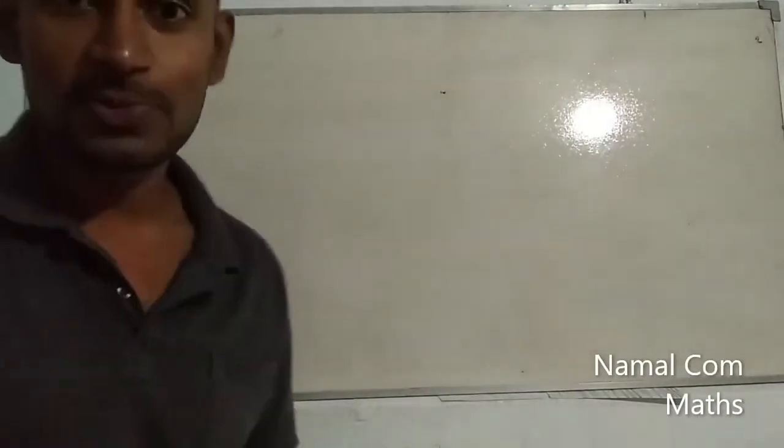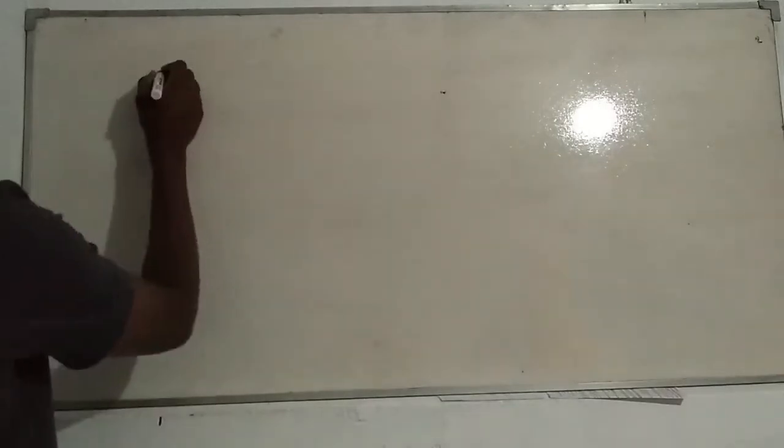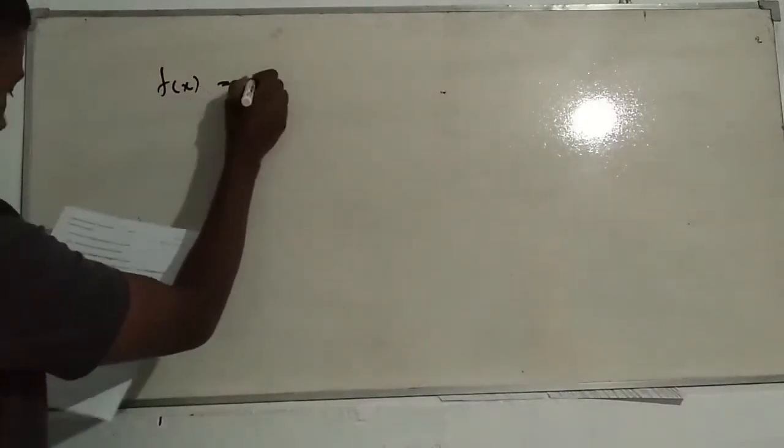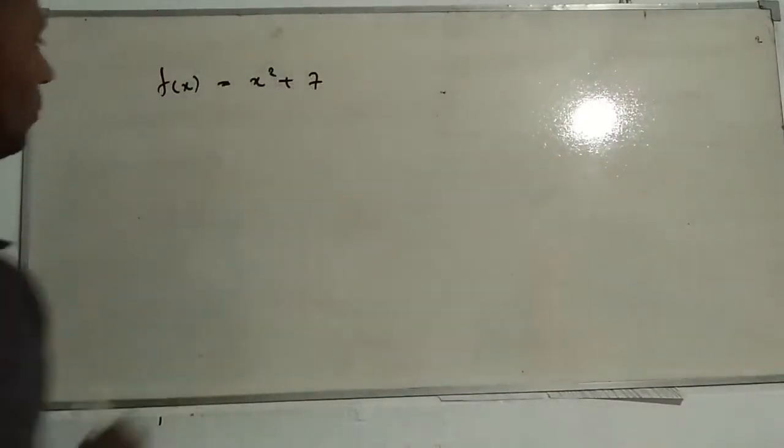Right, okay, now let's move into our third question. In the third question, you have been asked to find the domain and range of the given function. The function is given as f of x equals x squared plus 7. Now we have to find the domain and range of this function. First, we find the domain of this function.